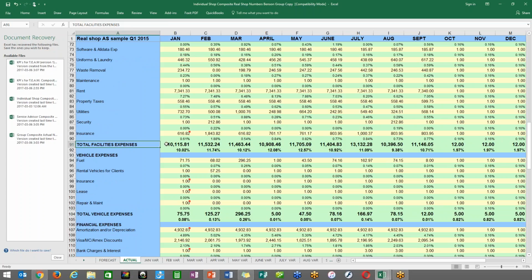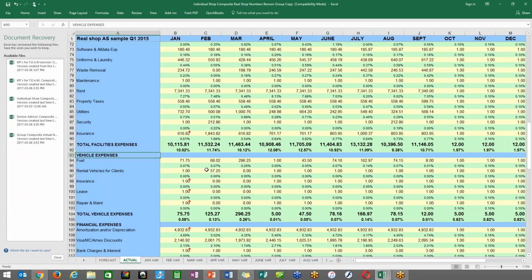So then we see the total facility expenses for this shop was $10,115.81 for that month, or 10%. Now, we don't have an overall benchmark here. If I did it, probably be around 10 to 12%. So he's doing pretty good there. Again, the one major benchmark here is 5% of your sales should go to rent.